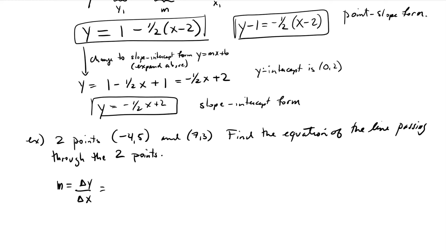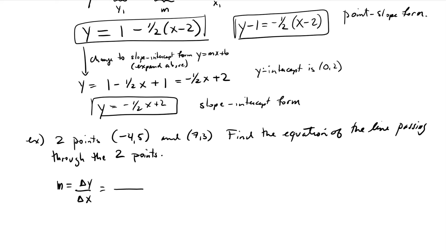So what's the largest x value? 5. Okay, so I'm going to choose the first point as my x2, y2. So 5 minus 3, and I'm going to subtract minus 4 and 7, like that. So I get minus 11 over 2. Oh, I did it the other way around. I did delta x over delta y.